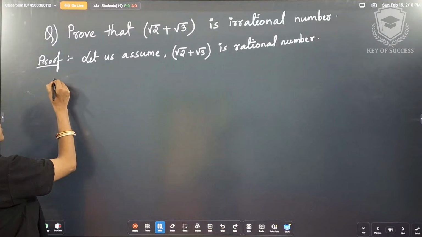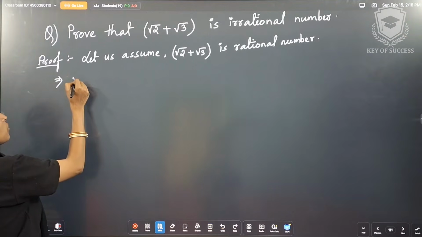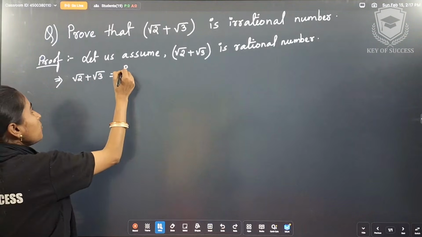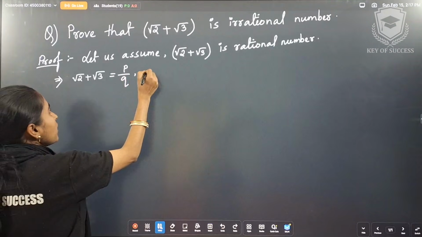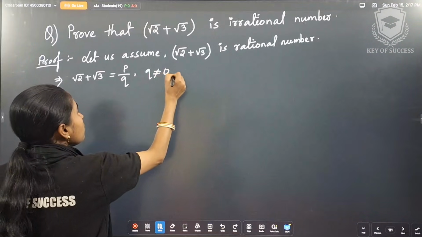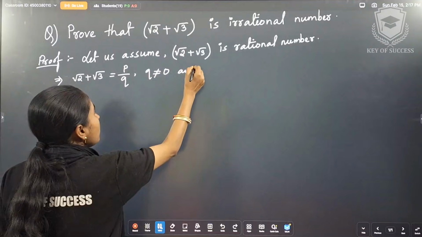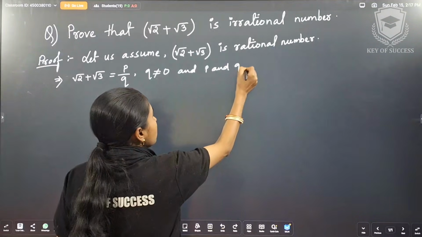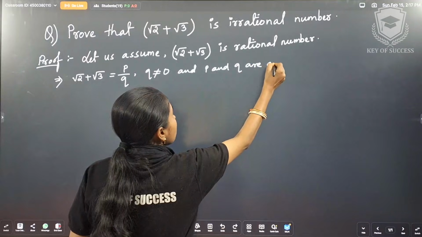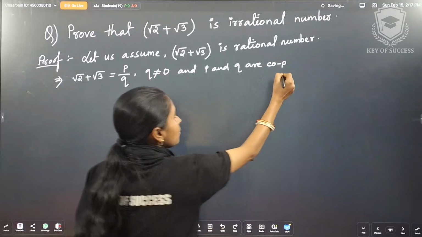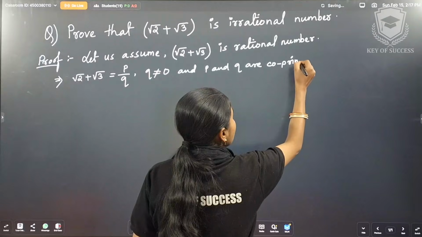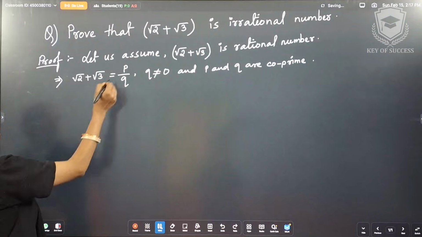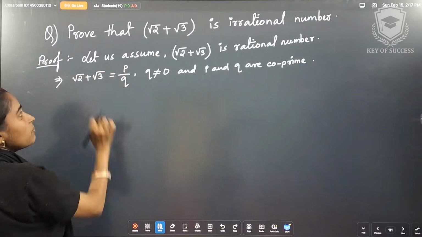So we can write, this implies root 2 plus root 3 equals p by q, where q is not equal to 0 and p and q are co-prime. Okay. Now here we will not solve this question with p by q.